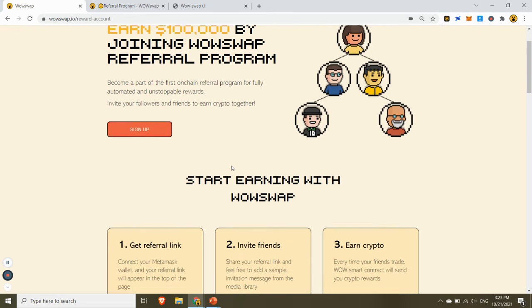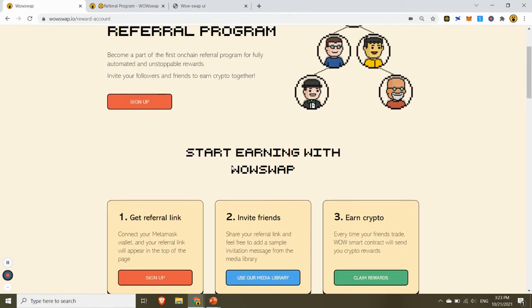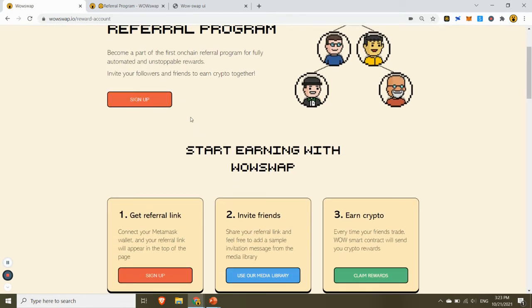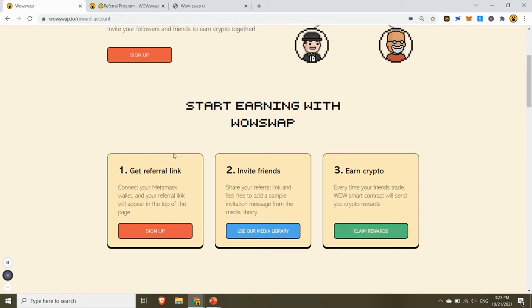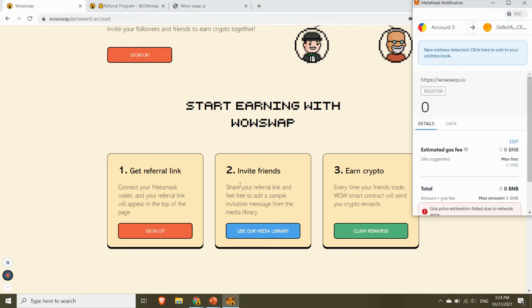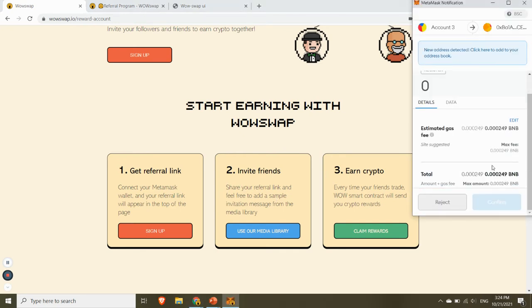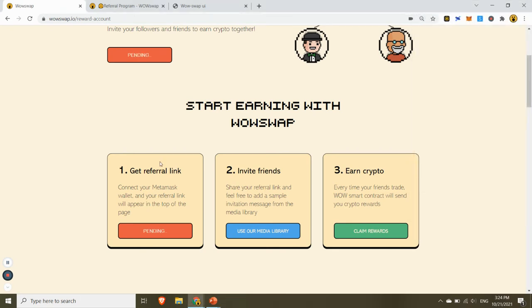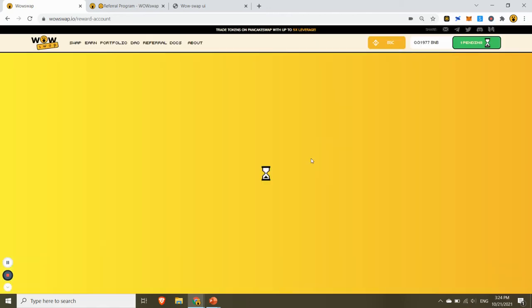To do so, you just need to sign up on WOWswap by clicking here. When you sign up, you will see that you can get a referral link, which you do by connecting your MetaMask account. When I connect my MetaMask, I just confirm one transaction and I will be issued a referral link. Right now my transaction is pending, and when I get a referral link, I will be able to share it with my friends anywhere I want.